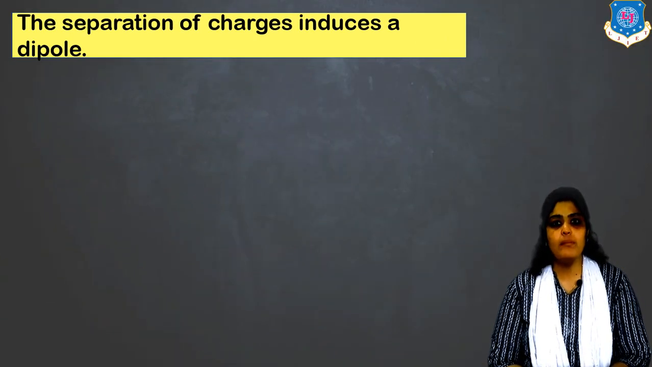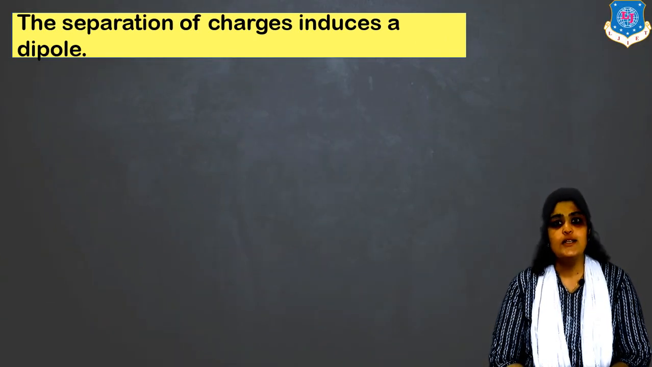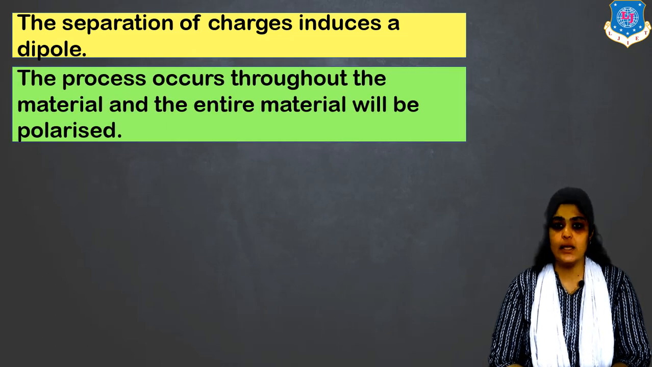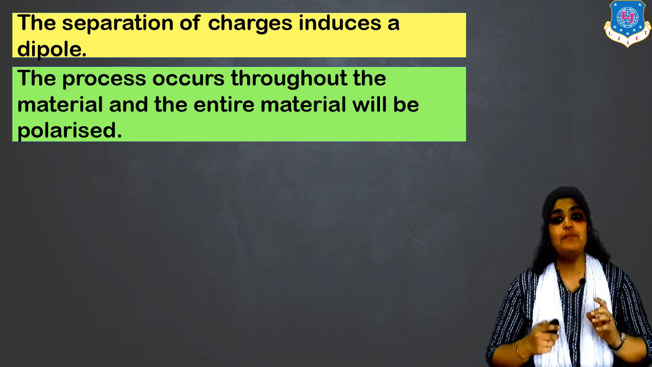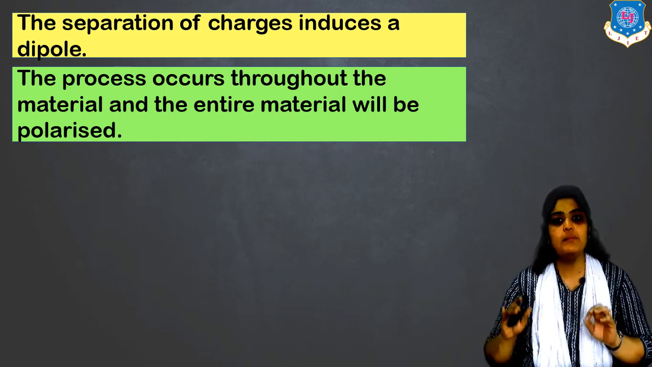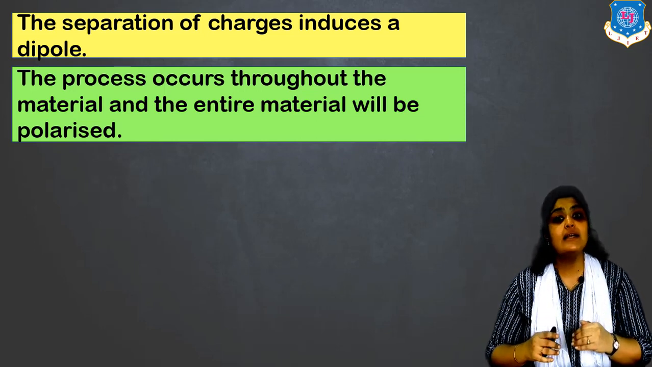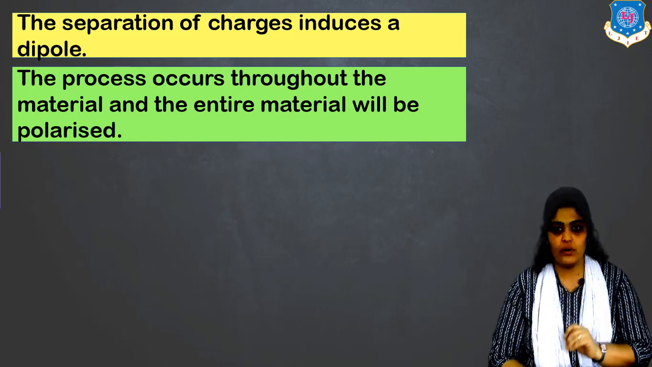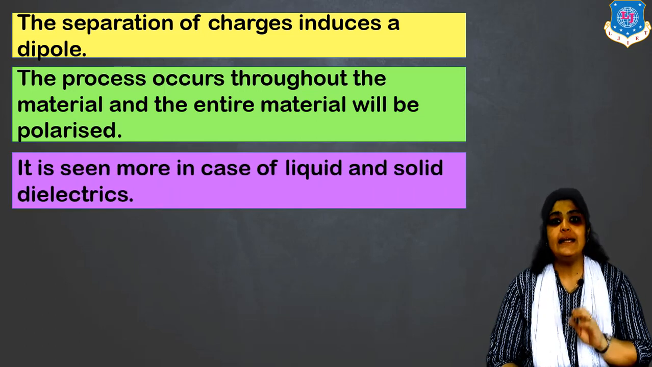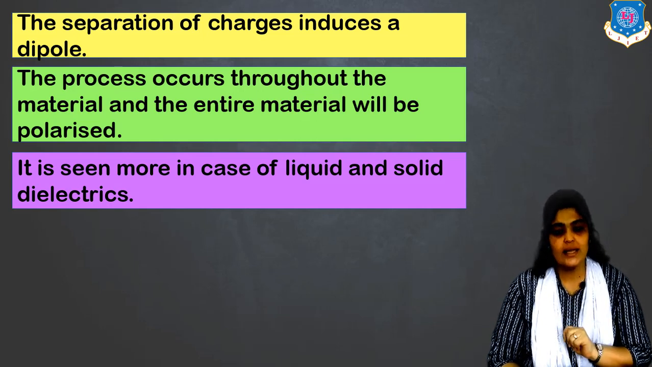Let's understand more about electronic polarization. So the separation of charges induces a dipole, as I just now explained. This process will occur throughout the material uniformly, and so I say that the entire material gets polarized. Then it is seen more in case of liquids and solid dielectrics.